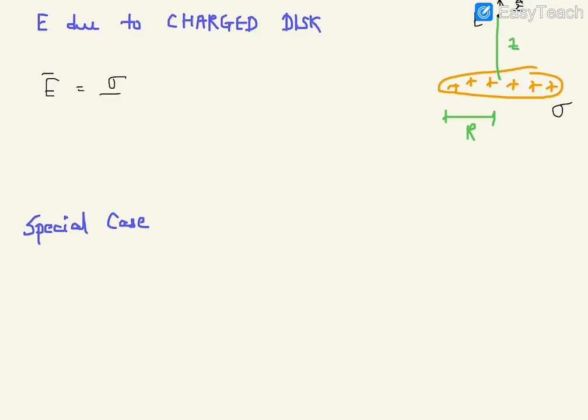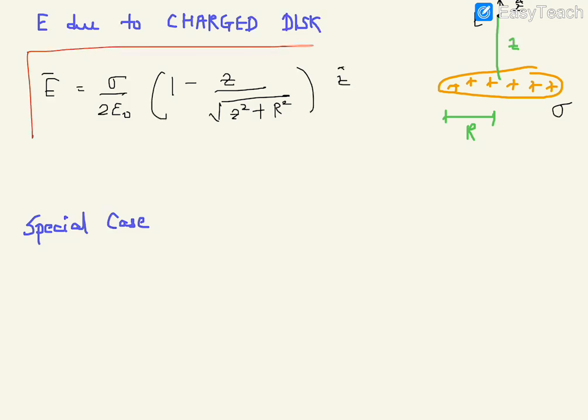Now my electric field will be sigma by 2 epsilon times (1 minus Z upon root of Z square plus R square) along Z cap. So this is a very nice thing to remember. Again, the derivation is something you can work on from the standard textbooks.